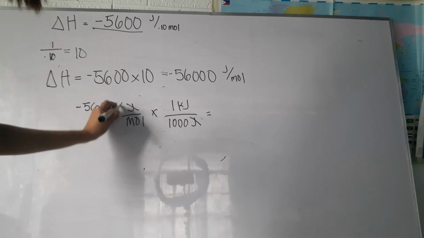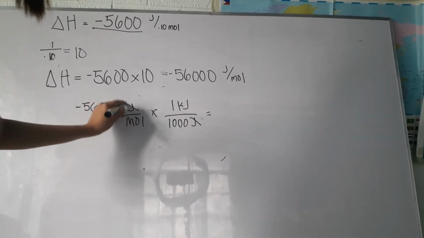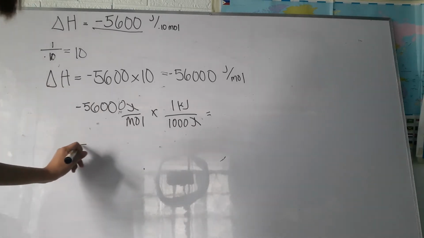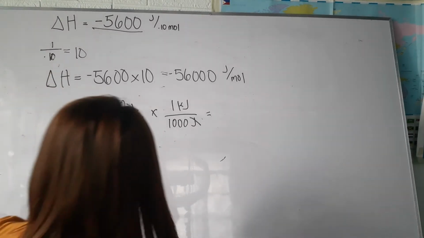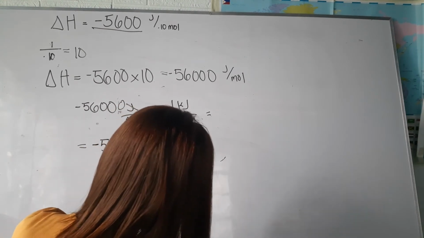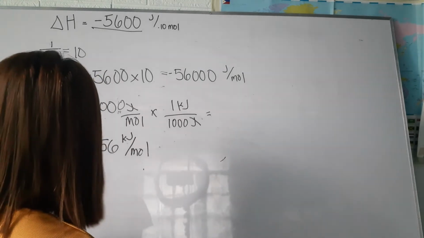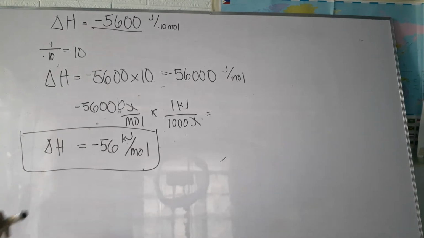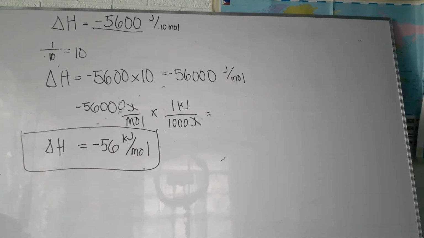Negative 56,000, sorry. Negative 56,000 divided by 1,000 is equal to negative 56 kilojoules per mole. Ayan. So, ito na yung final answer natin. O, nakuha na natin yung change in enthalpy on a molar basis. Hindi niya pa magets. Okay, okay lang yan. Gawa pa ulit tayo ng isa pang problem. Sige.